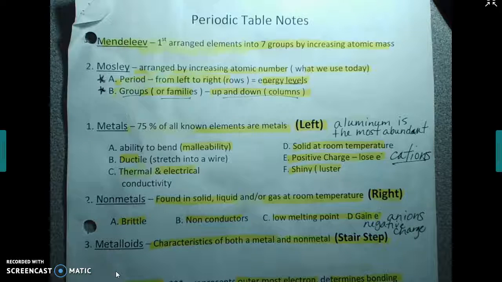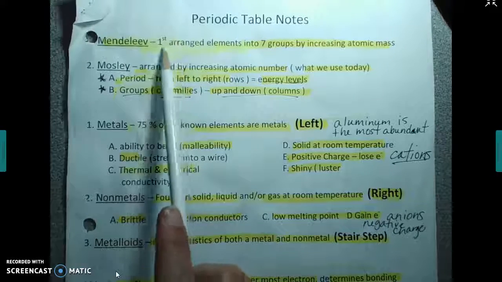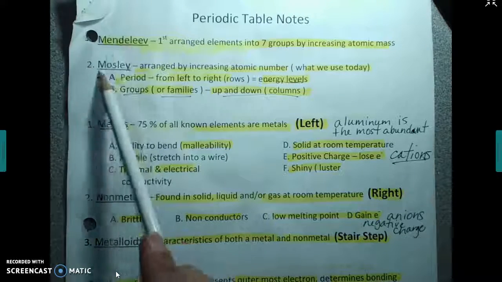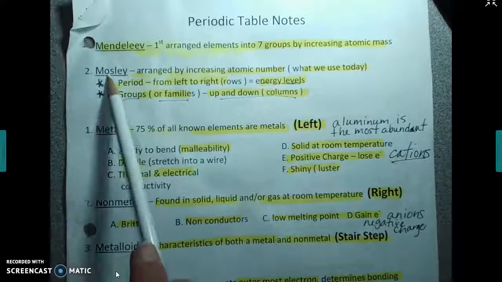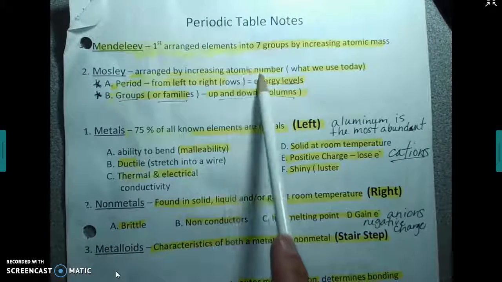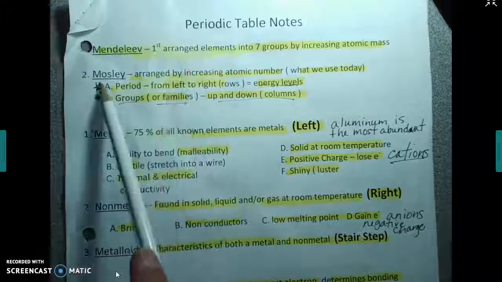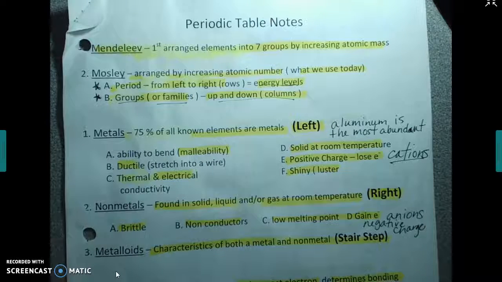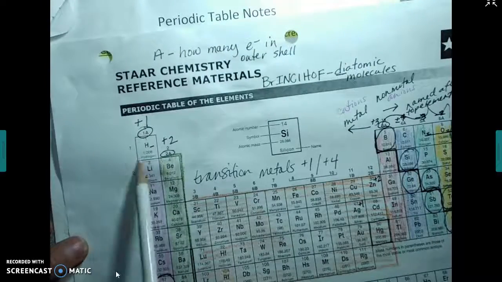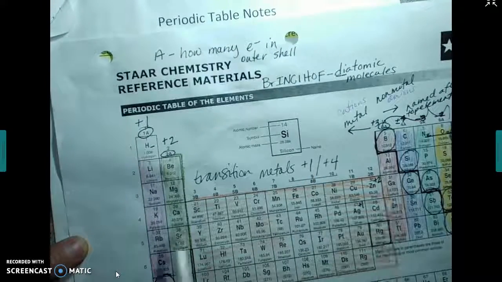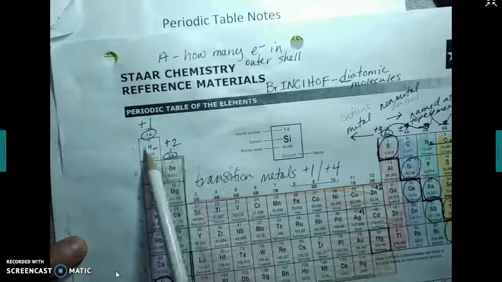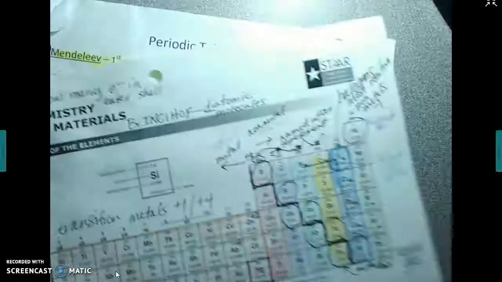Okay, so remember that Mendeleev first arranged the elements into 7 groups by increasing atomic mass. Later on, about 80 years later, Henry Moseley came around and arranged it by increasing atomic number. This is what we use today. This will be a test question. Remember, periods go left to right, or the rows, and we also call those energy levels. So rows, energy levels. Okay, and then we also have groups or families, and those are the columns. There are 18 groups or families.